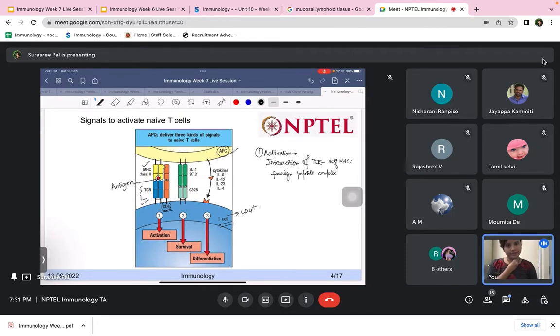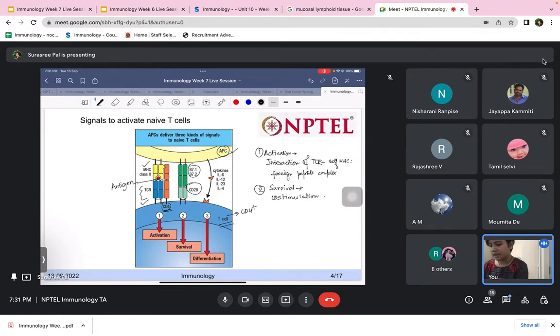So this is the first step, the interaction of the TCR with the self-MHC foreign peptide complex. This gives the first signal for the activation of the naive T cells. The second signal comes from the co-stimulatory molecules. The signal for survival comes from co-stimulation. And if you remember, what is co-stimulation? Co-stimulation is this interaction of B7 with CD28, right? There are several other co-stimulatory molecules as well, but B7, CD28 are the most common ones.